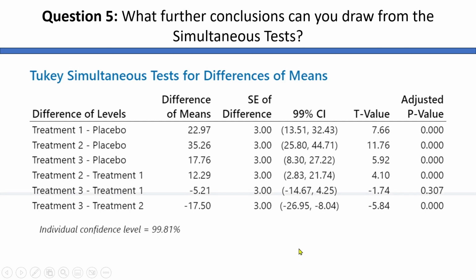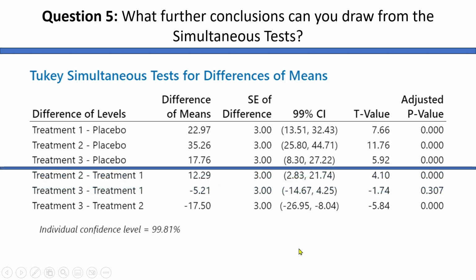So let's just divide this table in half for now and look at the top half. What are we seeing here in the top half? What we're seeing are 3 statistical tests that compare the treatments, each treatment, to the placebo. Now I want to emphasize that each of these tests, each of these comparisons is a 2-sample t-test. And what do we do with a 2-sample t-test? We test whether or not 2 population mean responses are different.